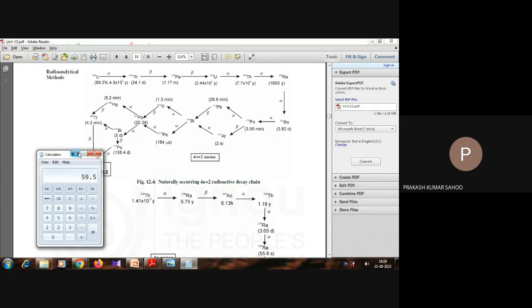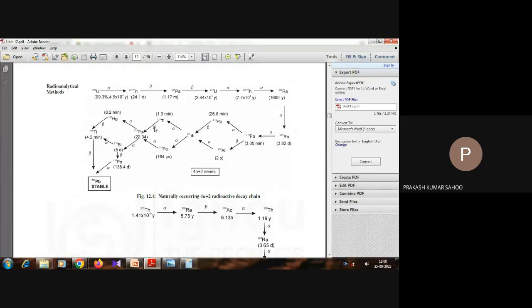So what are the conversions? Uranium 238 emits alpha to thorium, beta to protactinium, beta to uranium, again thorium, again radon, then radium, radon, polonium, lead, bismuth, thallium, lead, mercury, thallium, bismuth, polonium. Then at the end we have lead 206, atomic number 82. So this is 4n plus 2.